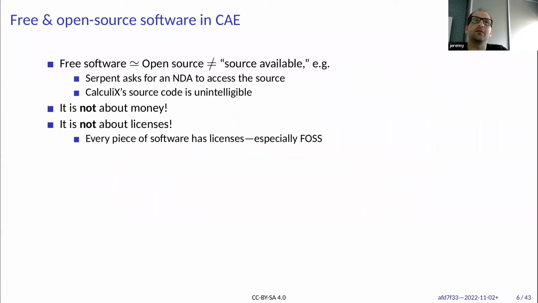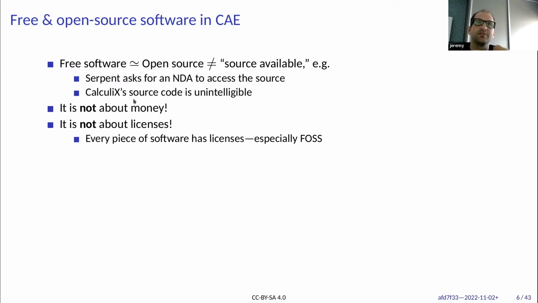But this doesn't mean that when a code has its source available, it's automatically free software. For instance, there's Serpent, a code for doing Monte Carlo calculations of neutron transport, very much for nuclear reactors. The source is available, but they will give you the source only after signing a non-disclosure agreement. So that doesn't classify as open source or free software.